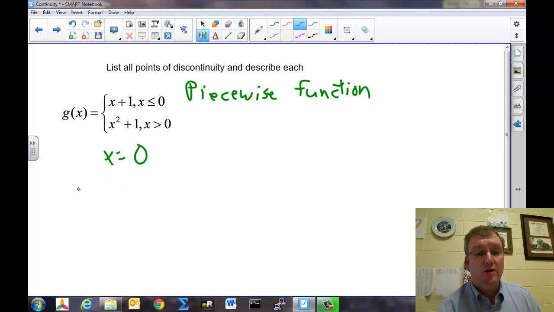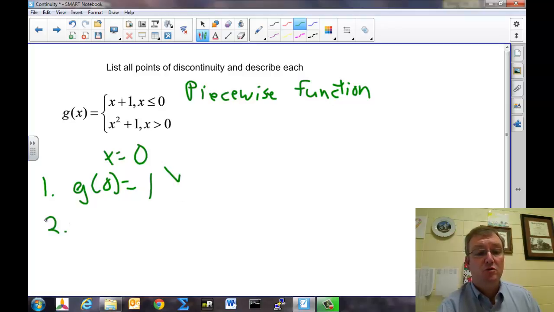In order to do that, we need to first determine the function value. What is g of 0? Well, which rule will we use? If we put 0 into the top rule, because it says x is less than or equal to 0, we get the number 1 out. So for step 1 of our test, yes, the function is defined.